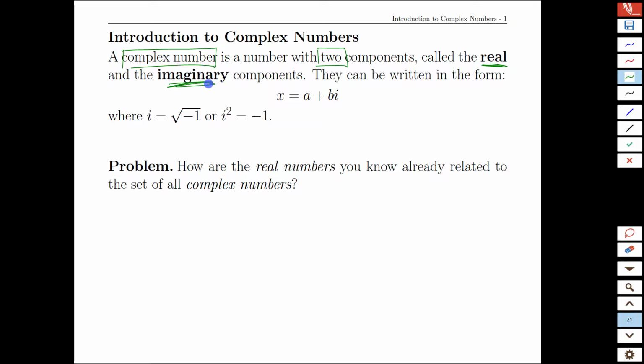The nice thing about how these work is that they can be separated completely. We're going to have an x value. Actually, we're going to frequently call these z values. Z is traditionally a letter reserved for complex values. And what we can do is write this as a plus b times the imaginary number i, where a and b are both real.